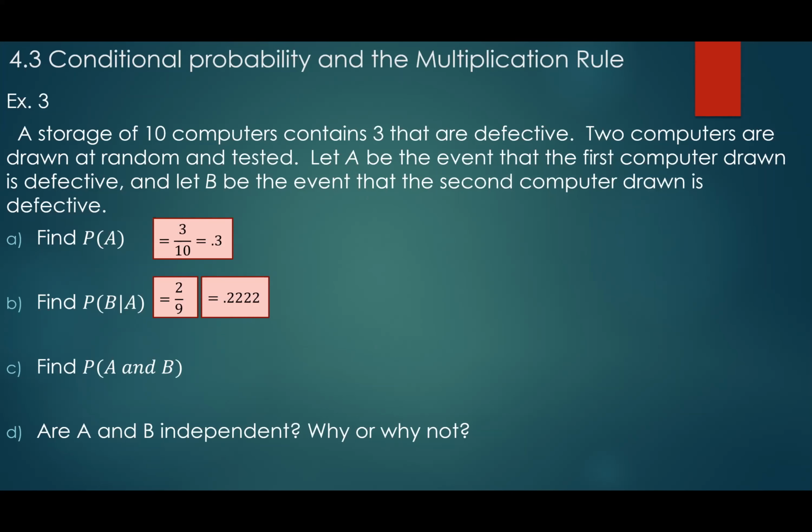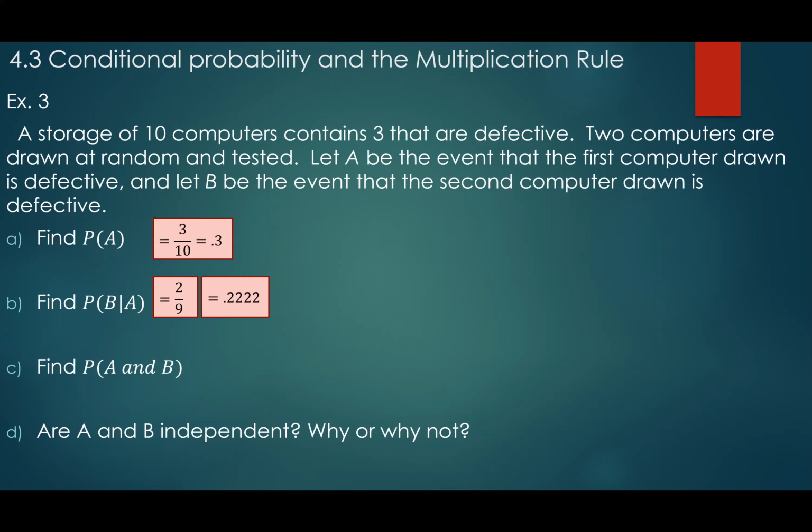That's what B is. For B, they basically tell you that you go in the second time, given that A is already occurred, meaning you took out one already. So now you go back, and in that room you only have 9 computers, and out of that 9, there are 2 red, the 2 defective ones. Okay, thank you. Is that making sense? Yeah.